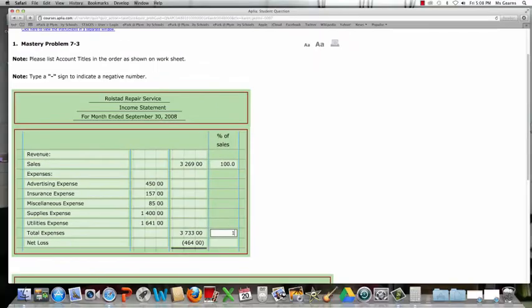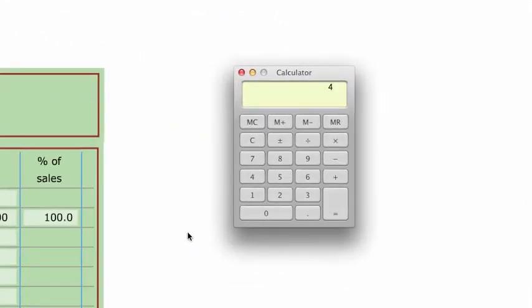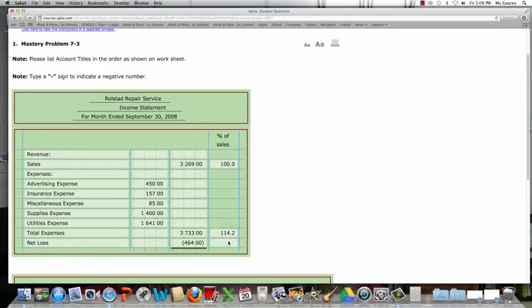So I'm going to put my 114.2 here, and then I'm going to take my 464 and divide by 3,269, and I'm going to multiply by 100 to get my percent, and I got 14.2% because again I'm rounding up, but this needs to be a negative because this number is a negative. So I'm going to put that in as a negative 14.2. So now I have calculated my income statement with a net loss.